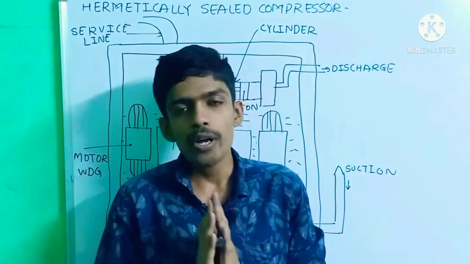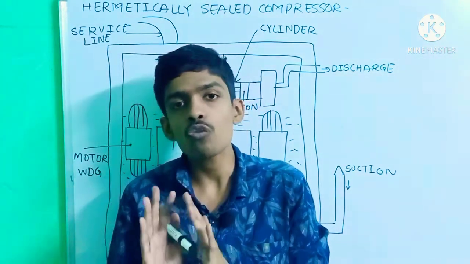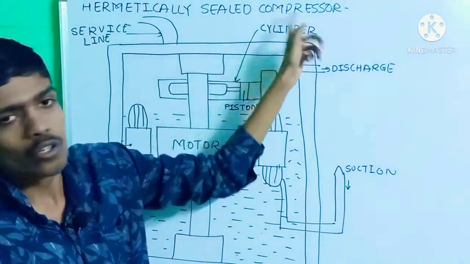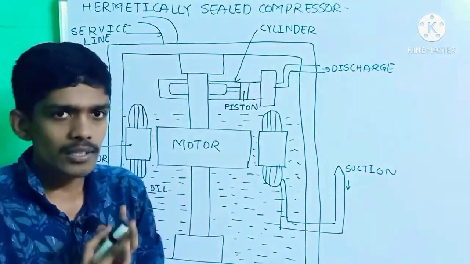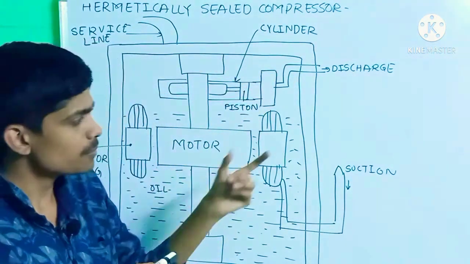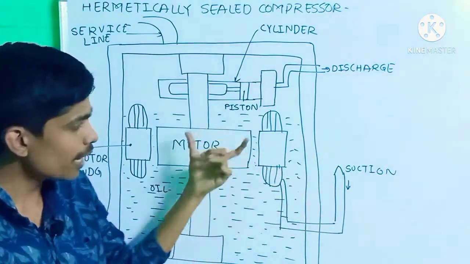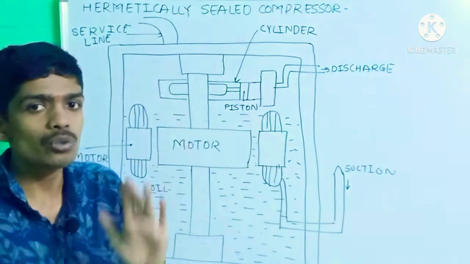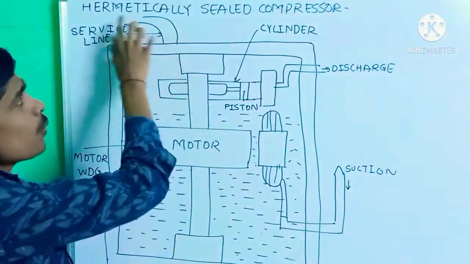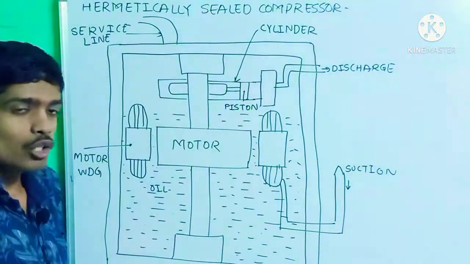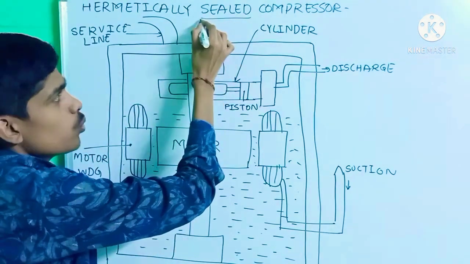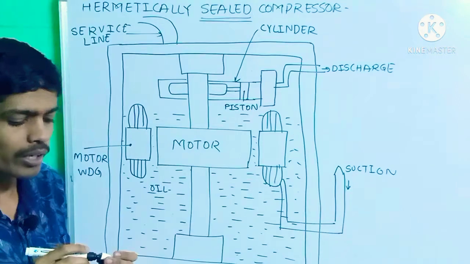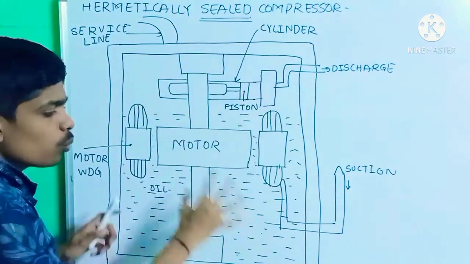Now we are going to see the various types of compressors, out of which one is the hermetically sealed compressor. Listen, due to the marker slipping on this board, the diagrams are not to the mark, but I will try my best to explain in a better way. Hermetically sealed: sealed means it is completely sealed, nothing will be out. It will be in one casing.